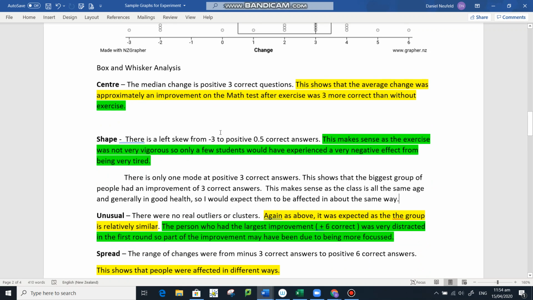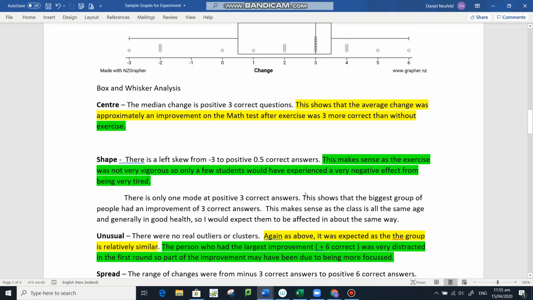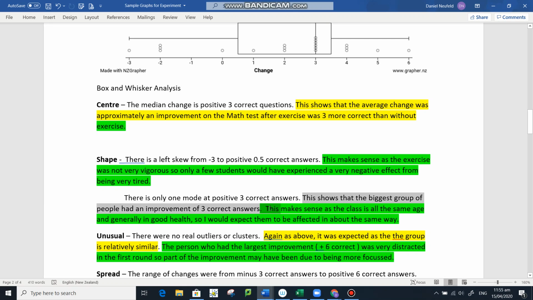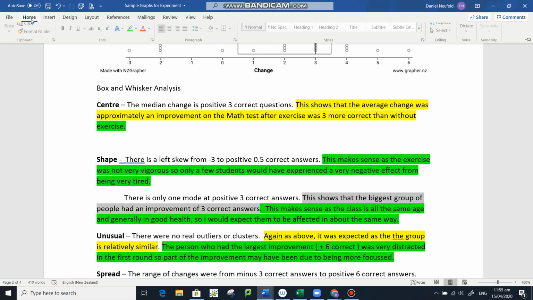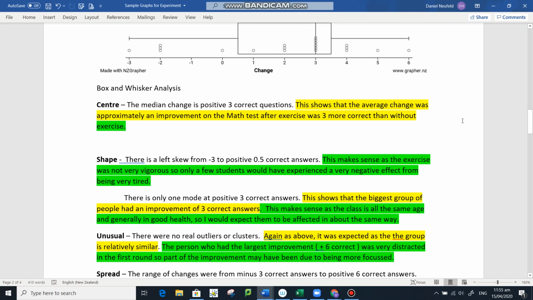Okay. Next, there was only one mode. This should actually be colored in green for excellence, and then here for merit. Now of course you won't color it in your own reports. But what we're looking at here, again, I've said what it is. So for achieved, we just said what it is, and we gave some units. However, for merit, I'm going to explain it a little bit more. This shows the biggest group had that. So again, I've put it into context.